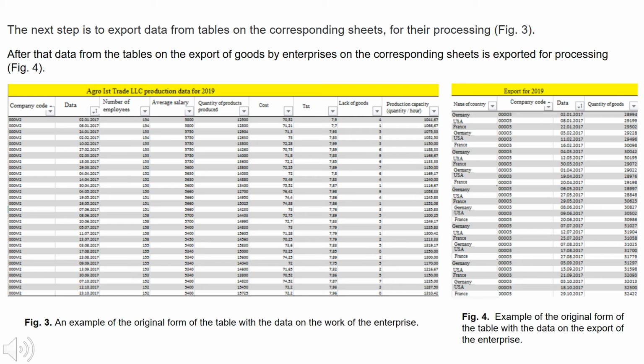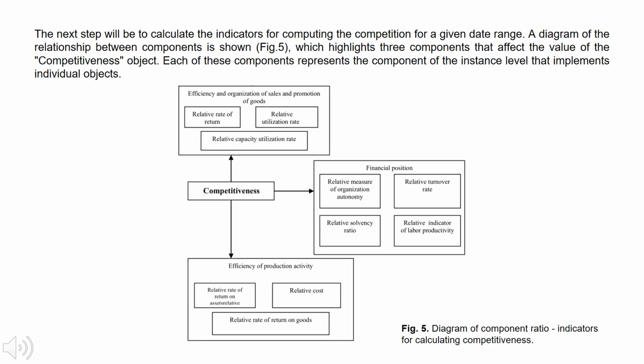After that, the data from the tables on export of goods by enterprises is exported on the corresponding sheets for processing. Figure 4. Example of the original form of the table with the data on the export of the enterprise. The next step will be to calculate the indicators of competitiveness for a given range.